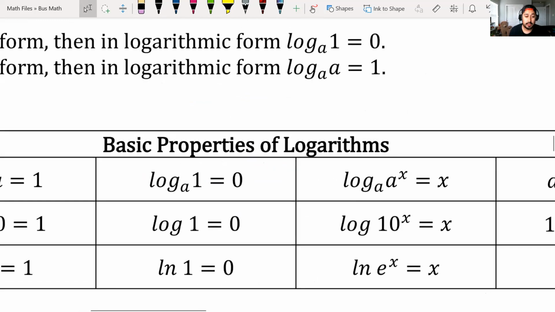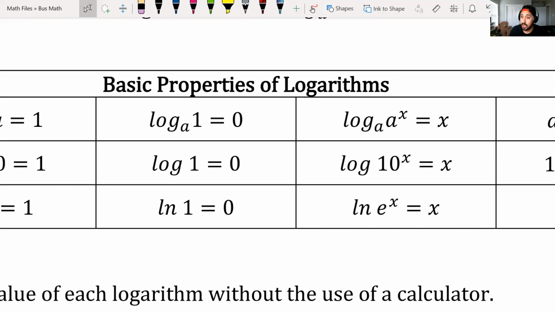Here. The log base a of 1, no matter what the base is, the base can be whatever it wants, the log of 1 is always going to be 0. That's why common log of 1 is 0. That's why natural log of 1 is 0. Even if I wrote the base in, log base 10 of 1, still 0. Natural log base e of 1, still 0. No matter what the base is.